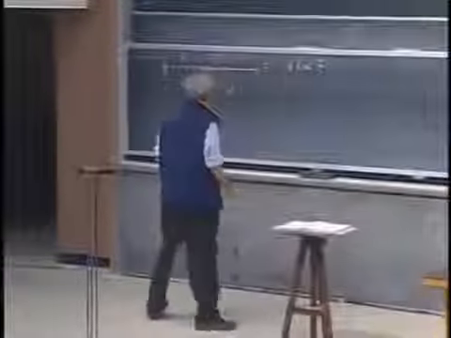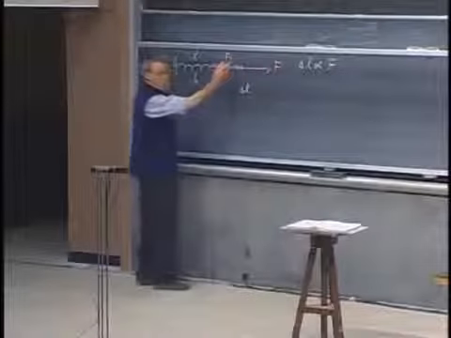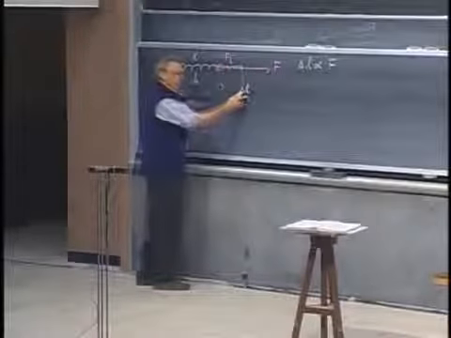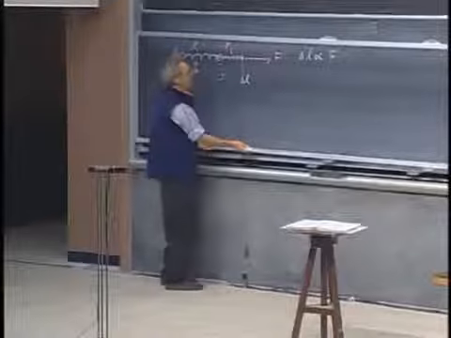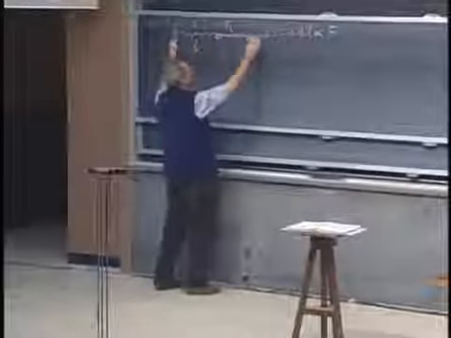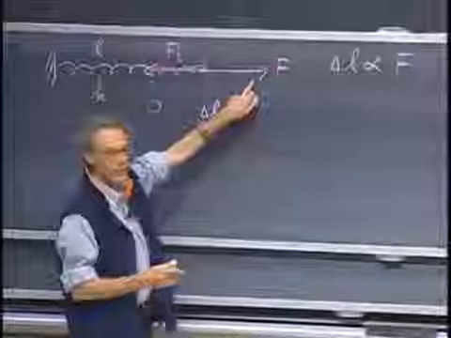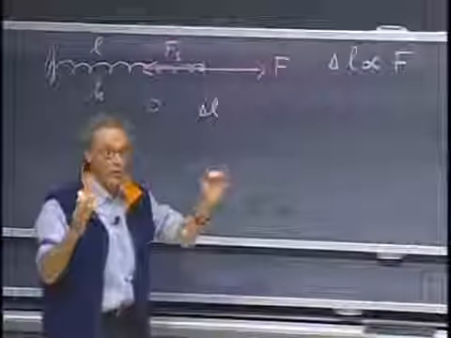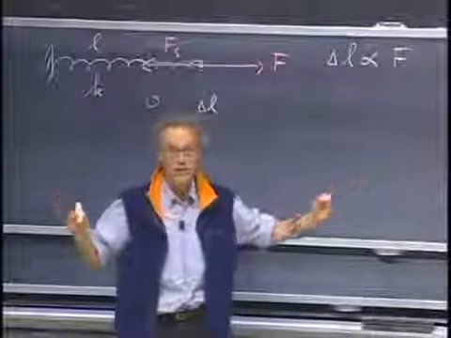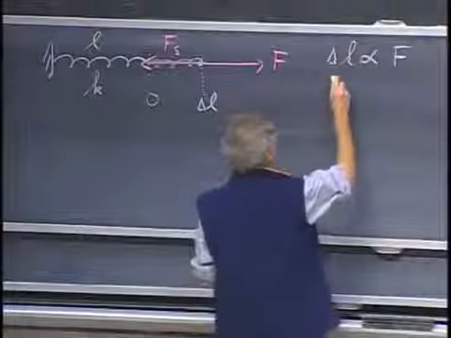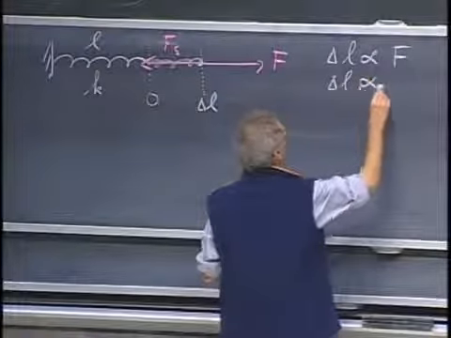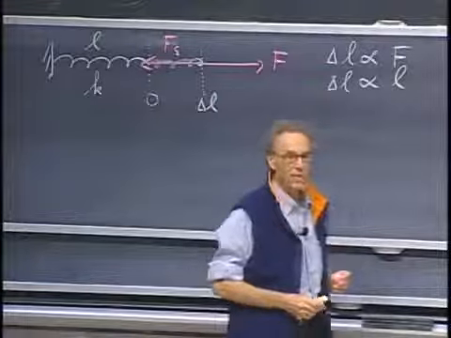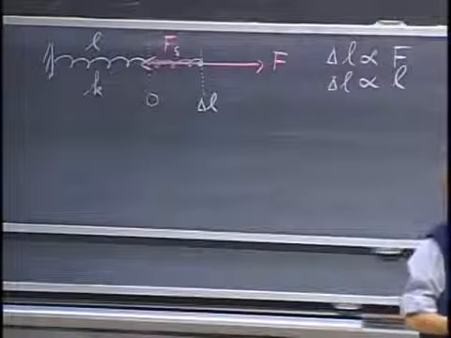If I make the spring twice as long, I would get double the extension. Because when I have two springs in series, each one under influence of this force will get longer by this amount. Since I have two springs in series, I will get twice delta L. So delta L is also proportional to the length of my spring.